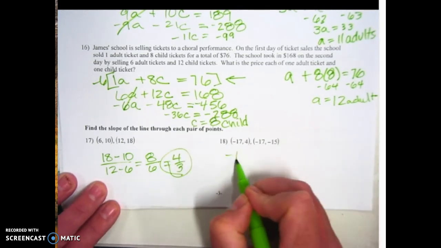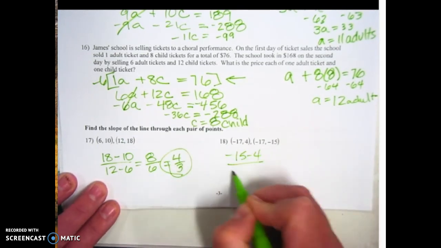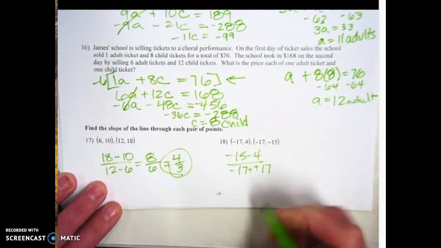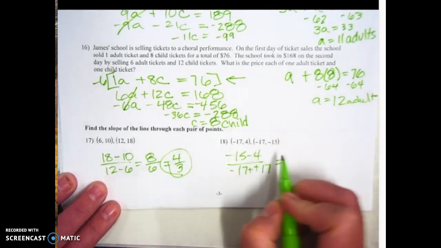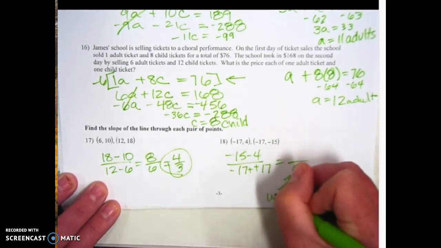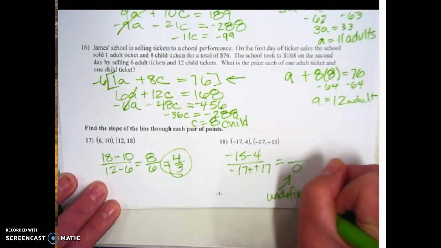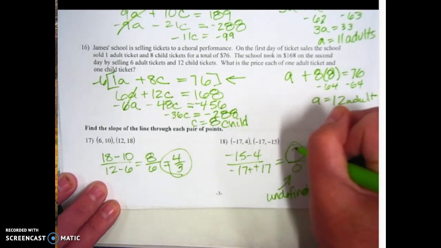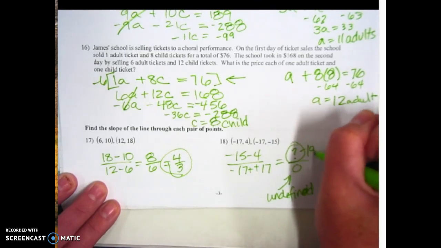Over here, we've got -15 minus 4 over -17 minus -17. So that changes to plus plus, which gets you 0 in the denominator. Anytime you have a 0 in the denominator, your answer is undefined. Doesn't really matter what's up here. It's -19, but it doesn't really matter.